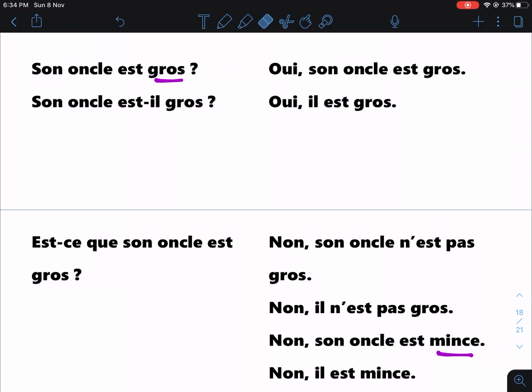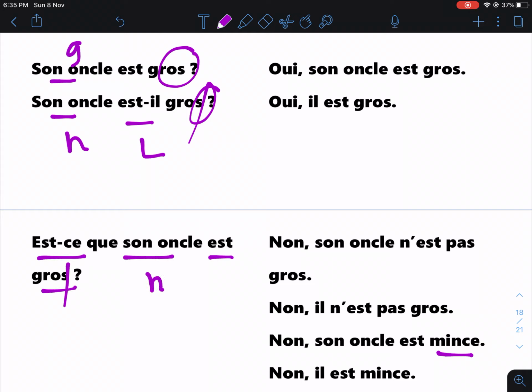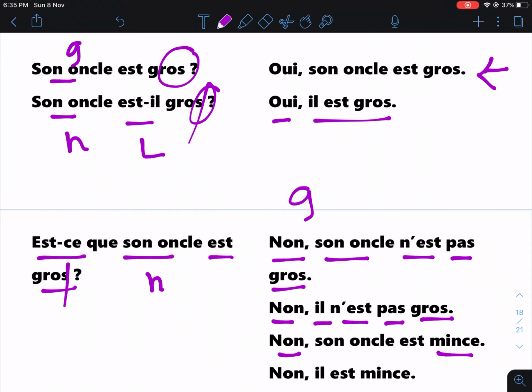Son oncle, right? Now remember, you have here son oncle. Okay, liaison, est gros. Son oncle est-il gros? Est-ce que son oncle est gros? Okay, now the answers are oui, son oncle est gros. Oui, il est gros. Non, son oncle n'est pas gros. Non, il n'est pas gros. Non, son oncle est mince. Stress at the C. Non, il est mince. So, two new adjectives here. Gros means fat and mince here means slim.